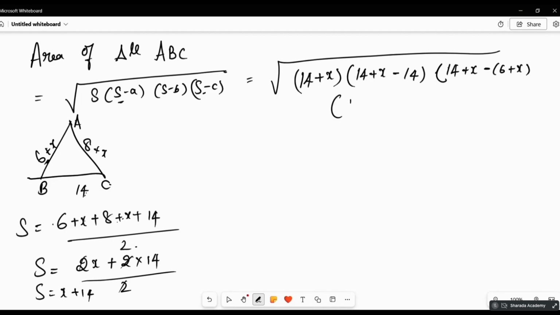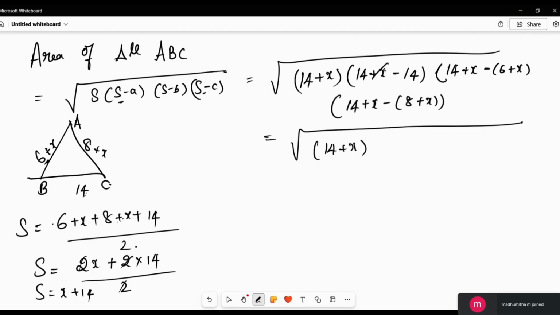Next, you have 14 plus x minus of 8 plus x. On each side we have to, so what you will get? This is 14 plus x into x. This into, you will get 14 minus 6. x and x will cancel. 14 minus 6, so it is 8. Here x and minus x will cancel. 14 minus 8, so you will get 6. Okay, so this is the one.